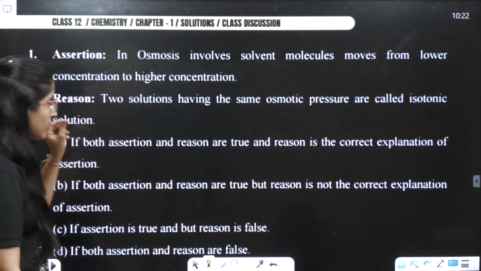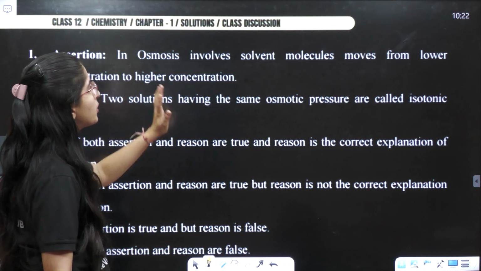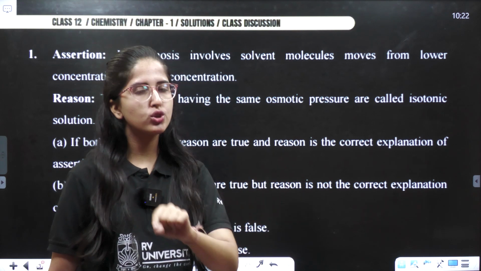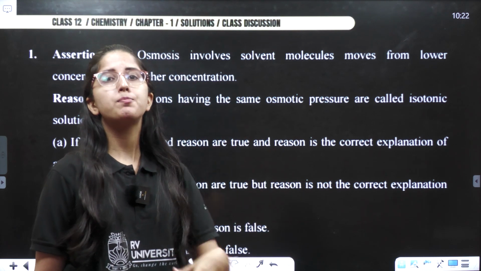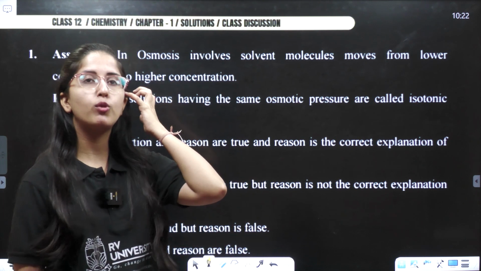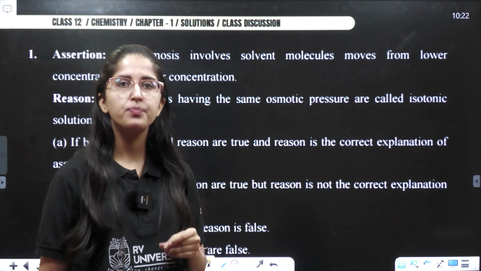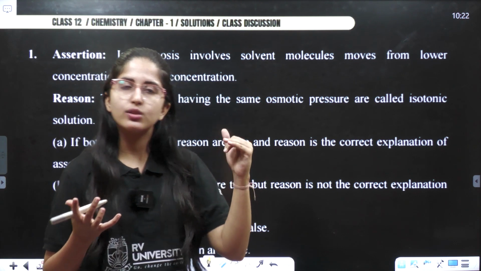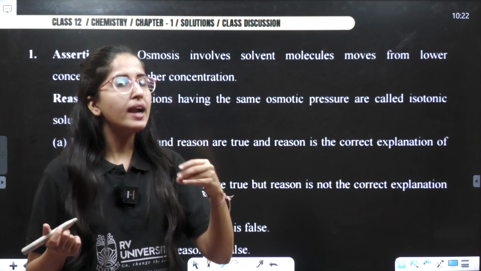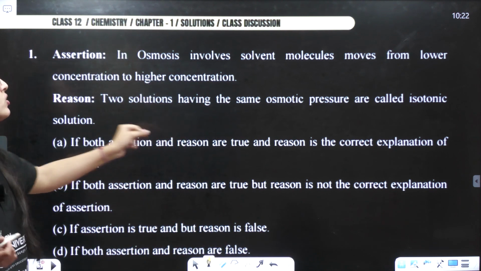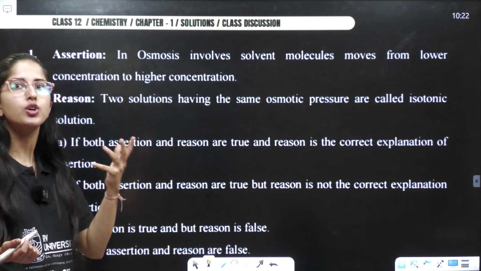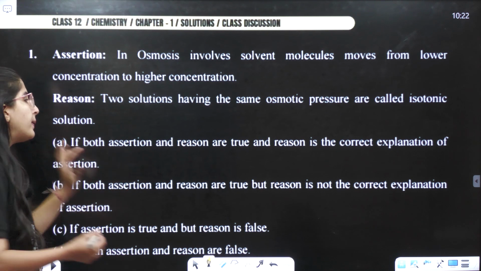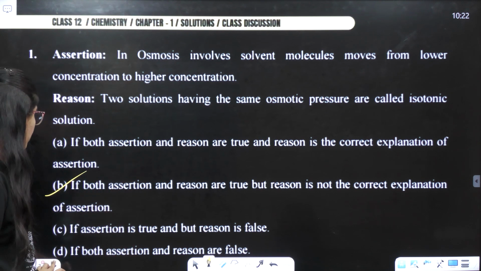That is true. Next, two solutions having the same osmotic pressure are called isotonic solutions. Yes, if they have the same osmotic pressure, they are isotonic solutions, but that doesn't explain the movement of solvent molecules from lower to higher concentration. As they want to have equal pressure, they try to move, but that they have not given. They are talking about the definition of isotonic solutions. That is not true. So the correct option is: both assertion and reason are true, but the reason is not the correct explanation of the assertion.